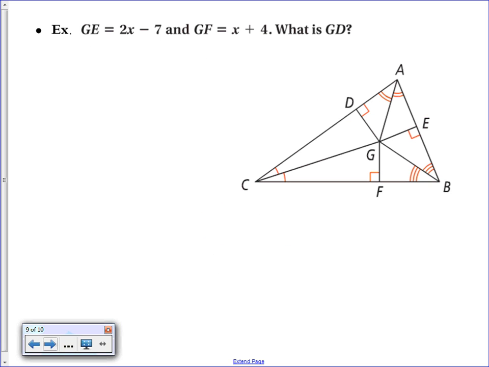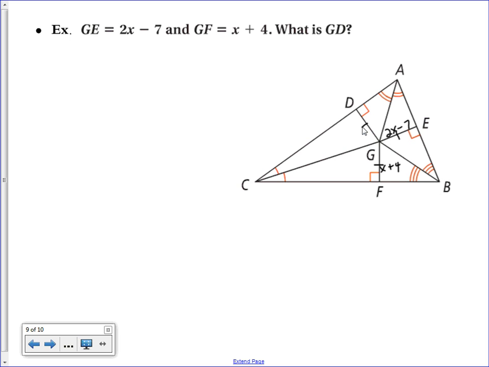And we're going to use the angle bisector properties here. Nothing's labeled on the picture, so I want to start by doing that. I see that I have 3 angles being bisected in the 3 corners, which means I know that I have 3 lengths that are congruent. I'm going to label something on the picture that's given in the question. So GE is 2x minus 7, and GF is x plus 4. And from what I just showed on the picture, I know that GE and GF are the same length.